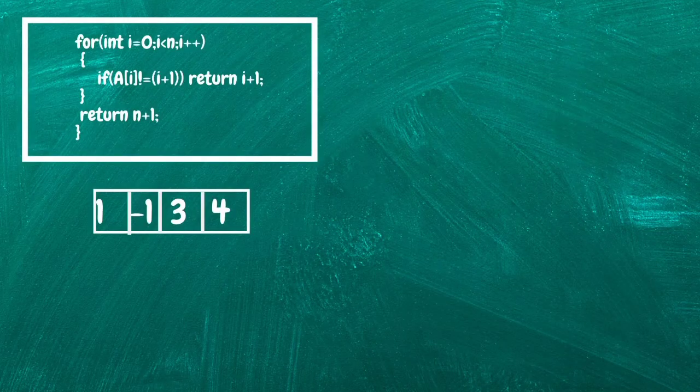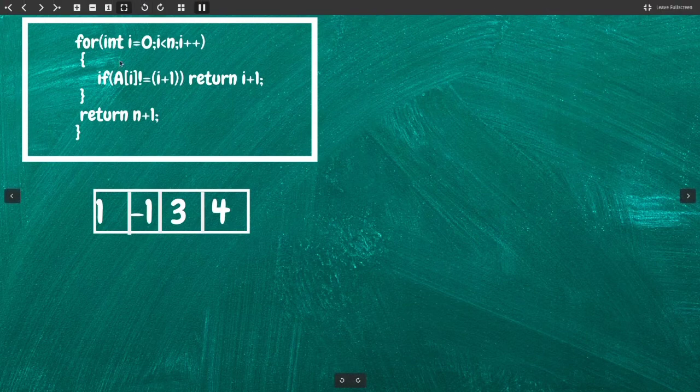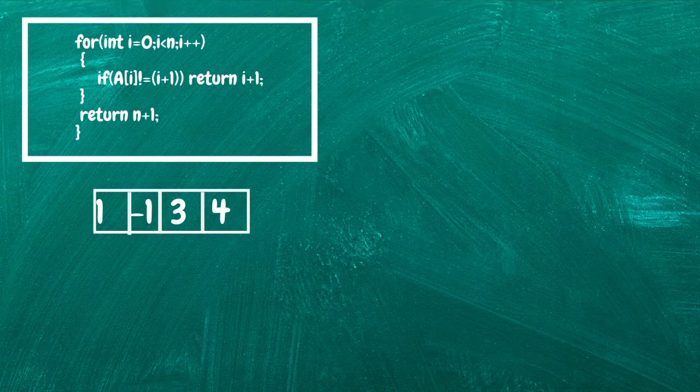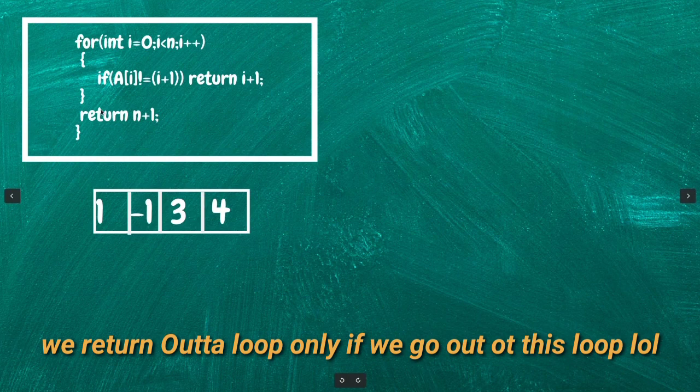Now after going out of the loop, we will run another loop from i equals 0 to the length of this array, and we will check whether a[i] is not equal to i plus 1. If so, then we will return i plus 1, and after going out of the loop, we will return n plus 1. That's it.